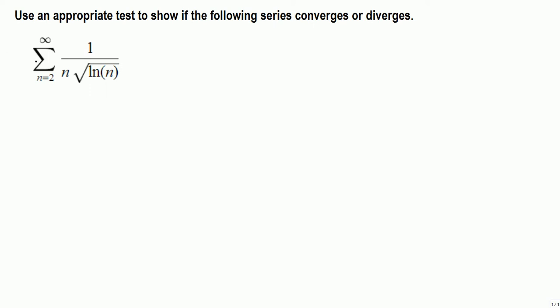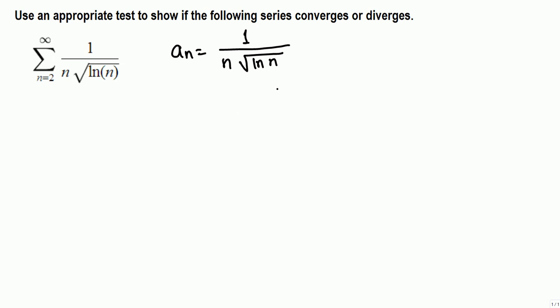We have the series sigma of a_n, where a_n is 1 over n times the square root of natural log of n. When n goes to infinity, the bottom goes to infinity, and 1 over infinity is 0. So we cannot use the test for divergence. The limit of a_n is 0, so we cannot conclude the series diverges from here.